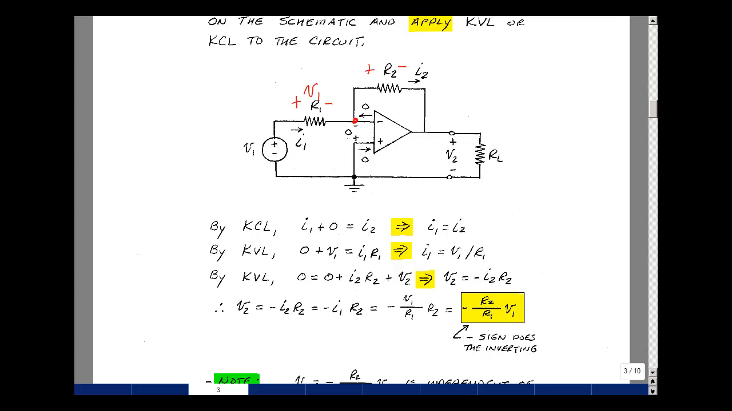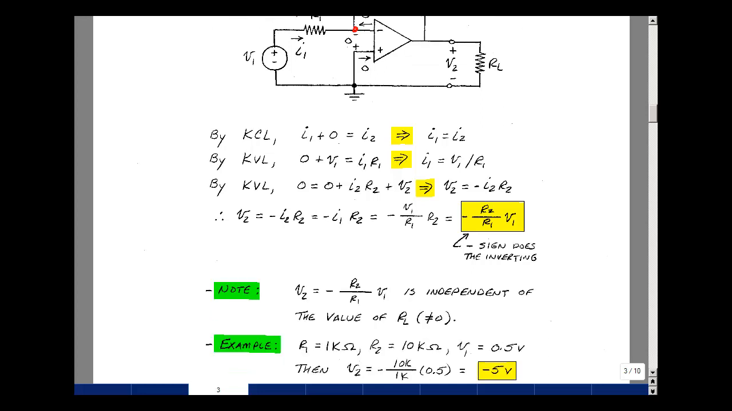Look at an example with a sine wave where it'll be a little more obvious about the term inverting. What's interesting here is that the output voltage depends on the input voltage, but not the resistor R sub L. So it's independent of the load that's here, and that's what makes this a very valuable circuit. We can put a headphone there, we can put a speaker there. The voltage gain will stay the same.